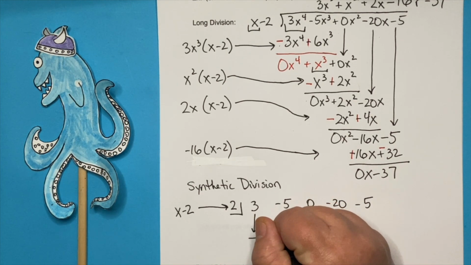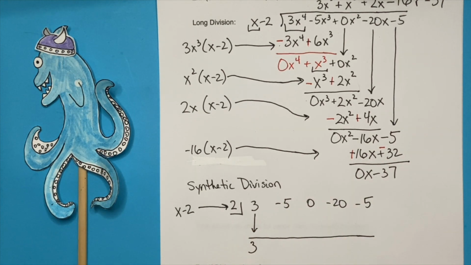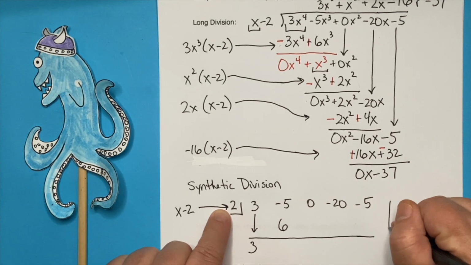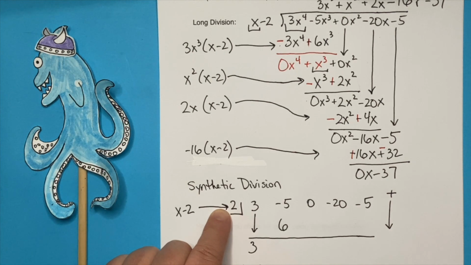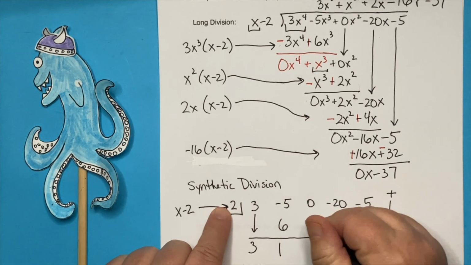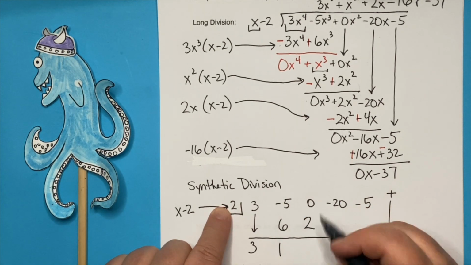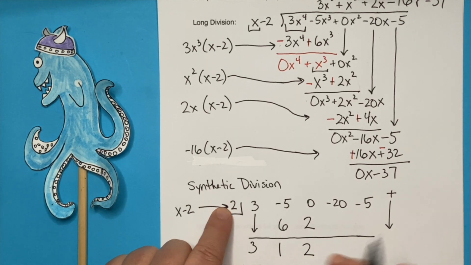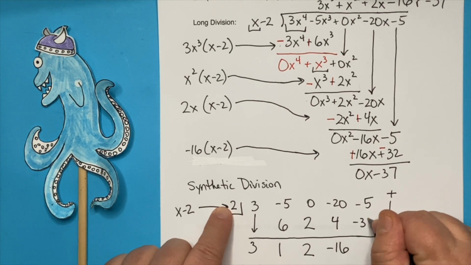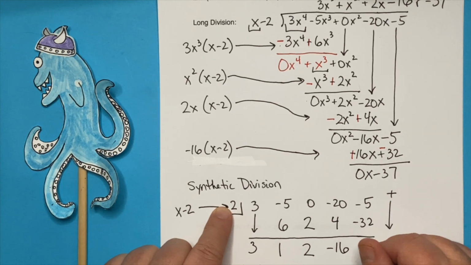Okay, the 3 comes down. Automatically, we just get the 3. Then we're going to multiply the 3 times the 2 and get 6. And then we're going to add down. As you're coming down, you're going to add. -5 plus 6 is 1. 1 times 2 is 2. 0 plus 2 is 2. 2 times 2 is 4. -20 plus 4 is -16. -16 times 2 is -32. -5 plus -32 is -37.